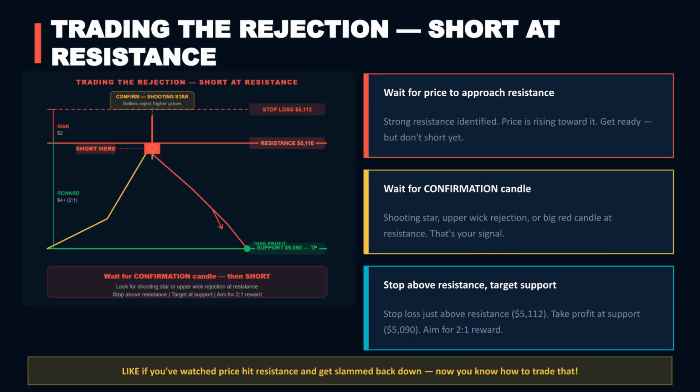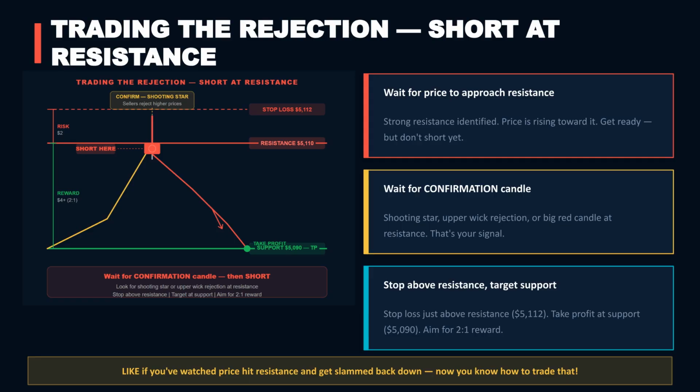Same concept, opposite direction. Trading the rejection. You identify a strong resistance level. Let's say $5,110. This level has rejected price multiple times. Price is now rising and approaching $5,110. Again, I don't short immediately. I wait for confirmation. I wait to see a rejection. I might wait for a shooting star candle, or an upper wick rejection, or a big red candle that shows sellers are stepping in. When I see that confirmation, then I short.